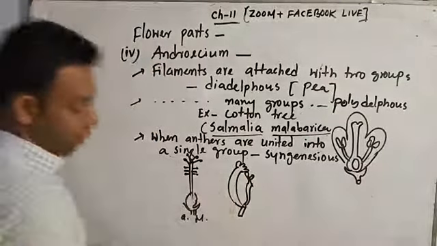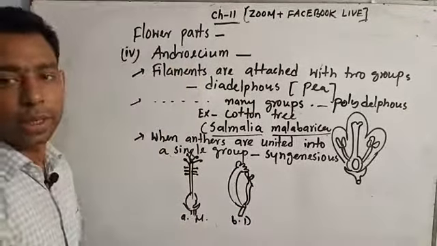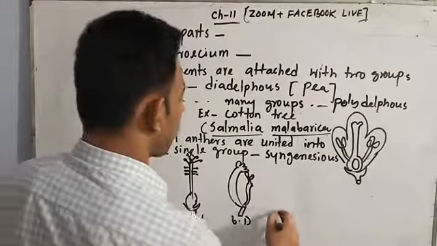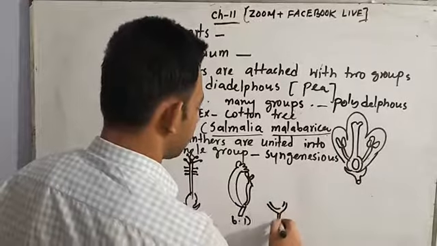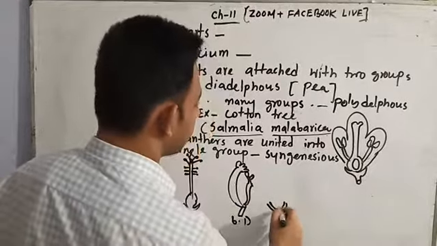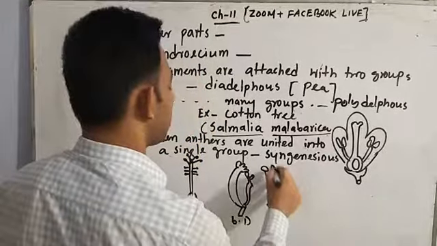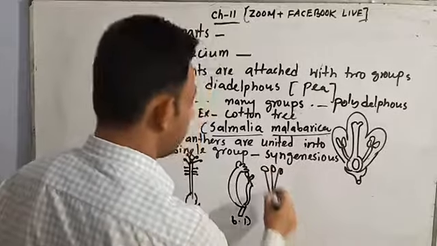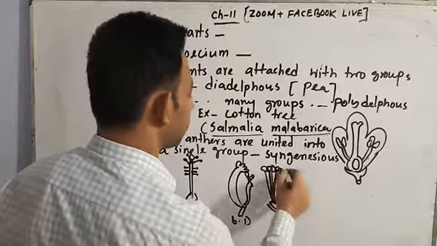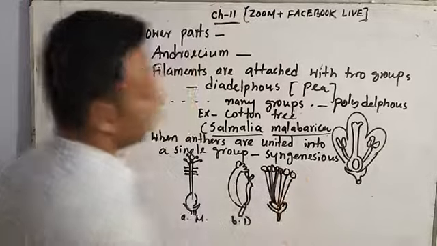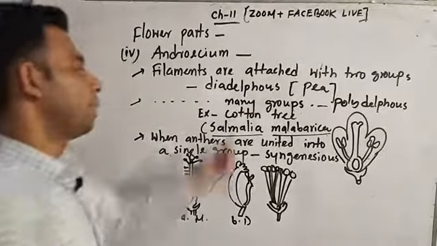Diadelphous, monodelphous, diadelphous, and polydelphous. This is the diadelphous. I write the short form, D. You can write the full form in there. Then, just having the structure likely to have, and it can be attached. Polyadelphous: all the filaments, many of the filaments, many groups.